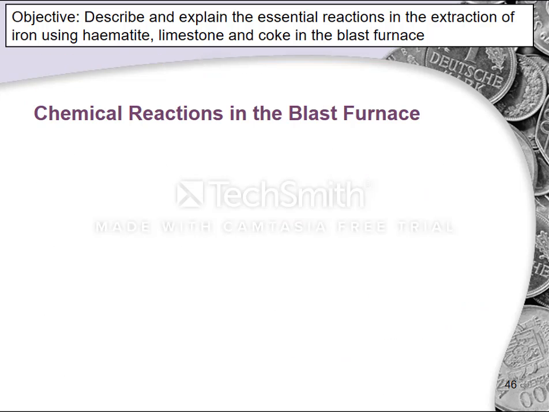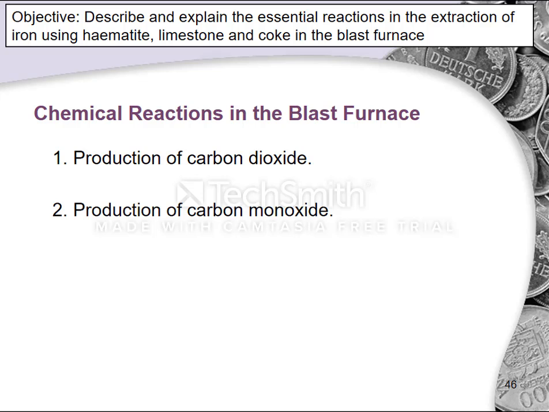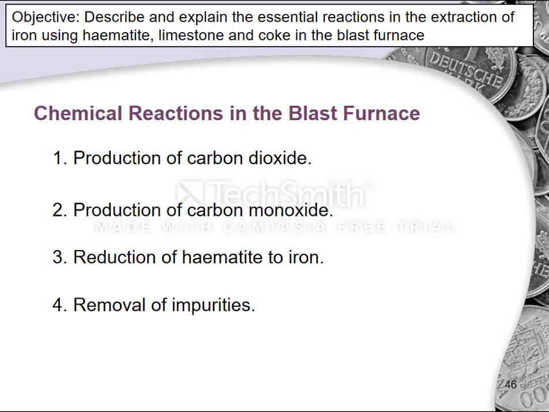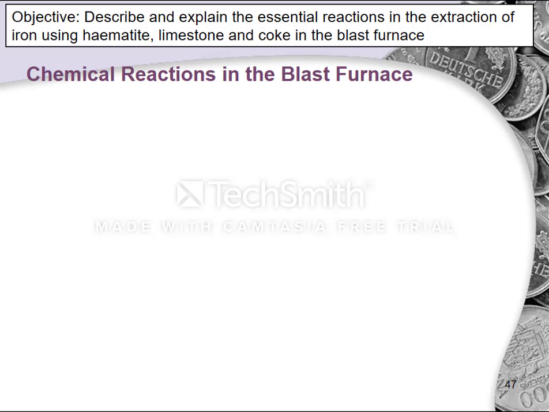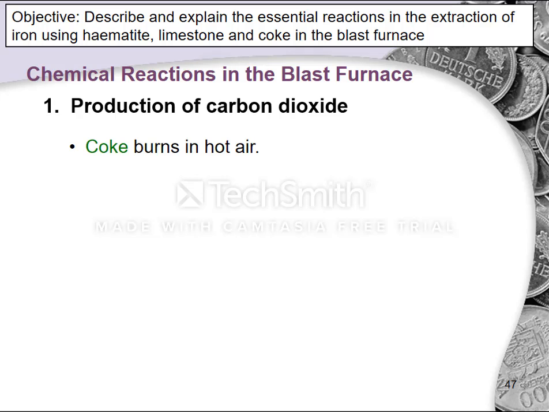Now, let's go through the chemical reactions in the blast furnace. First, there's the production of carbon dioxide, and this further reacts to form carbon monoxide, and carbon monoxide carries out the reduction of hematite to iron, and finally the removal of impurities, mainly the sand itself. First, production of carbon dioxide.